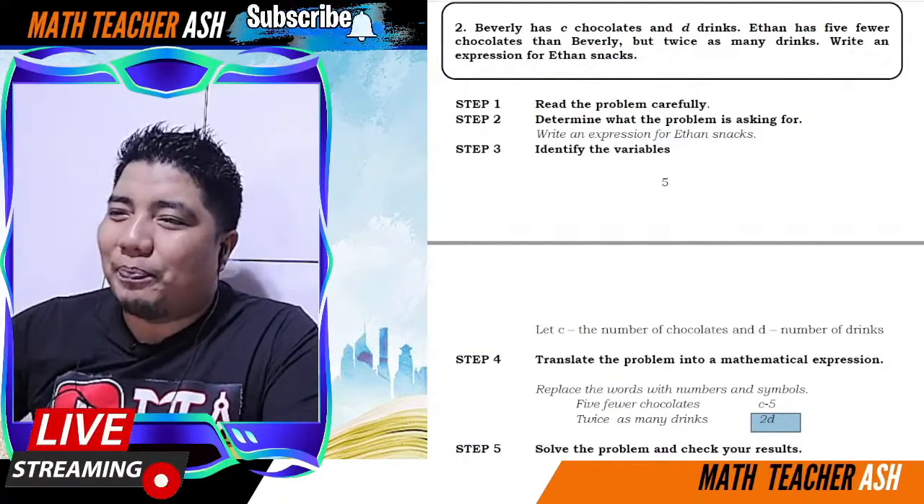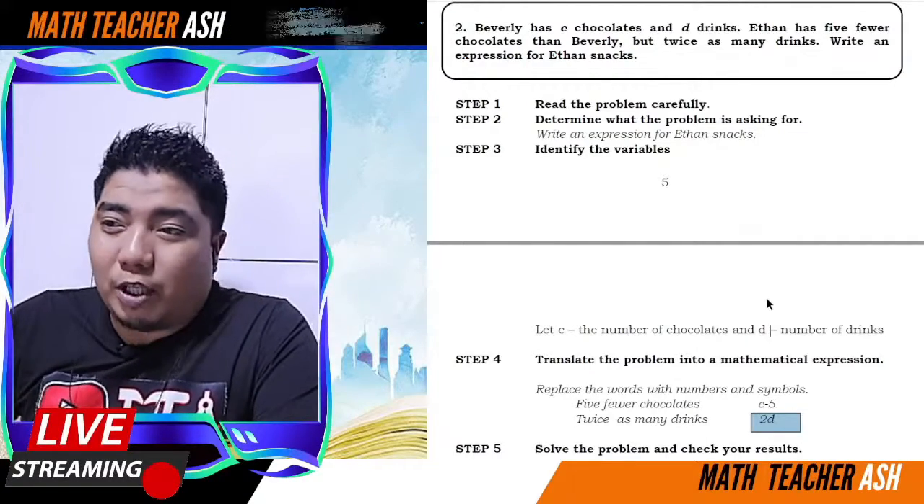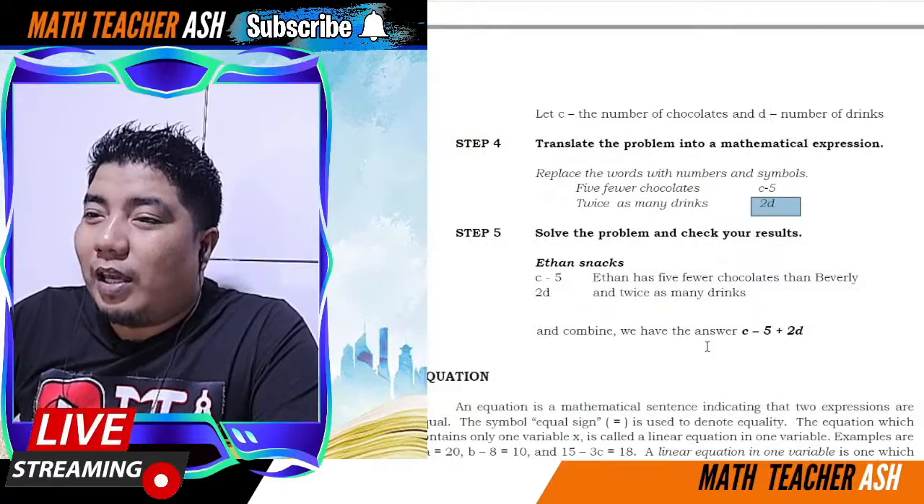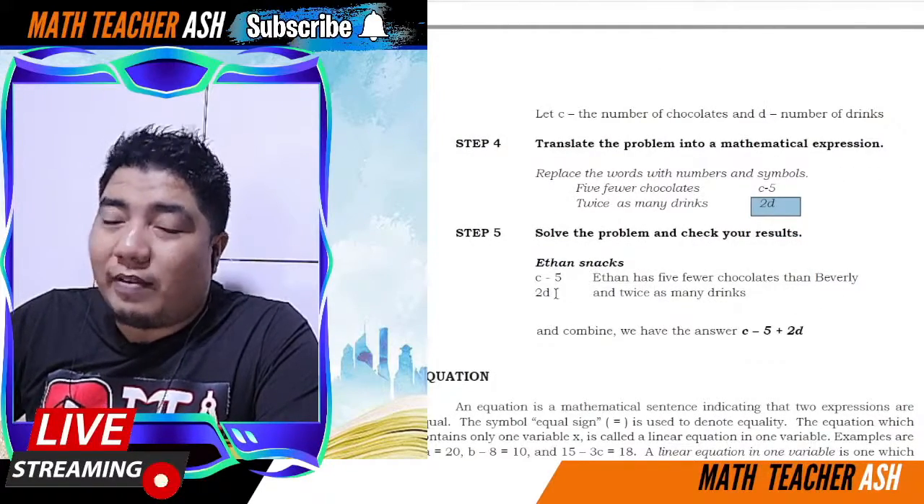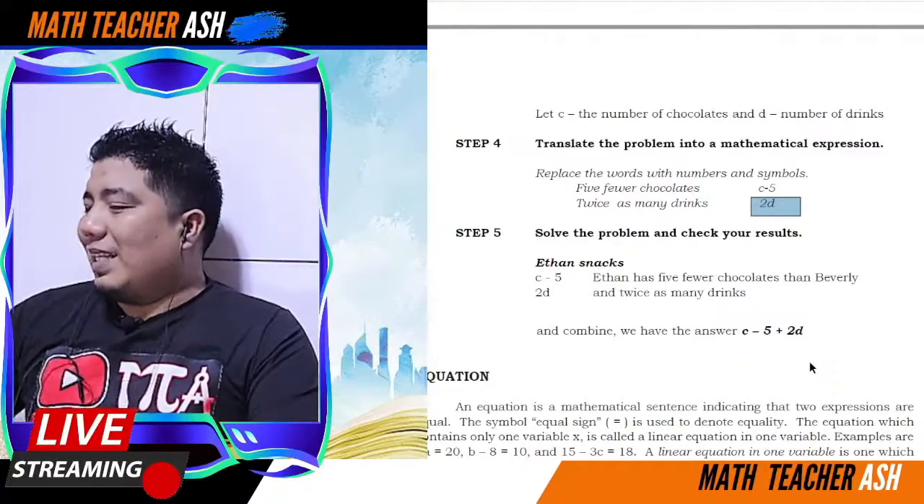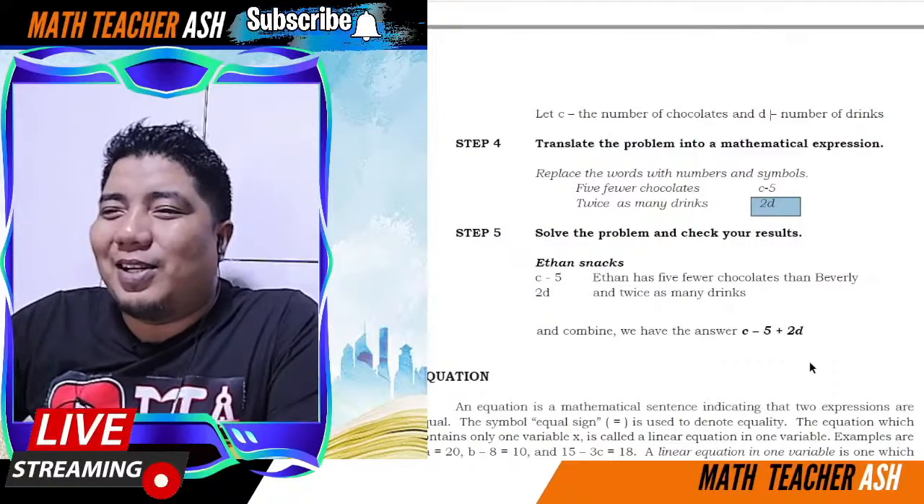That's very easy, right? So, the question now is, what will our expression be? You just combine them. We combine C minus 5 and 2D. So, you will have C minus 5 plus 2D. Easy, right? Really easy, my dear math learners.